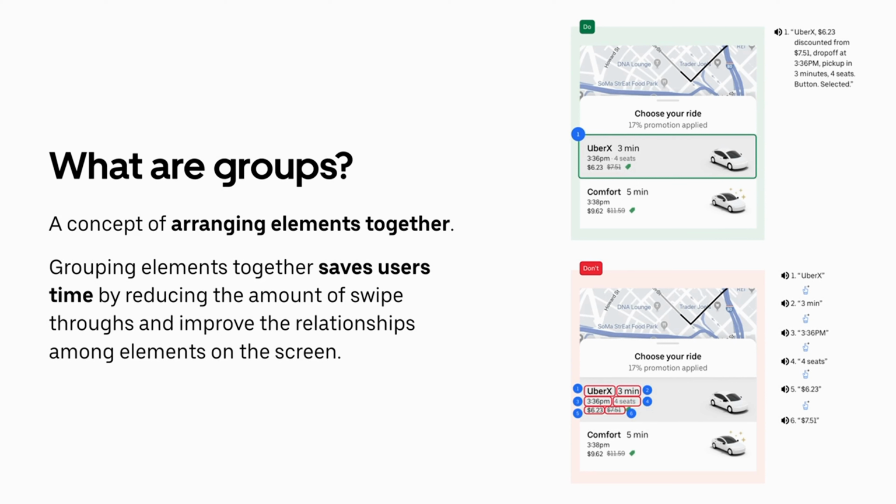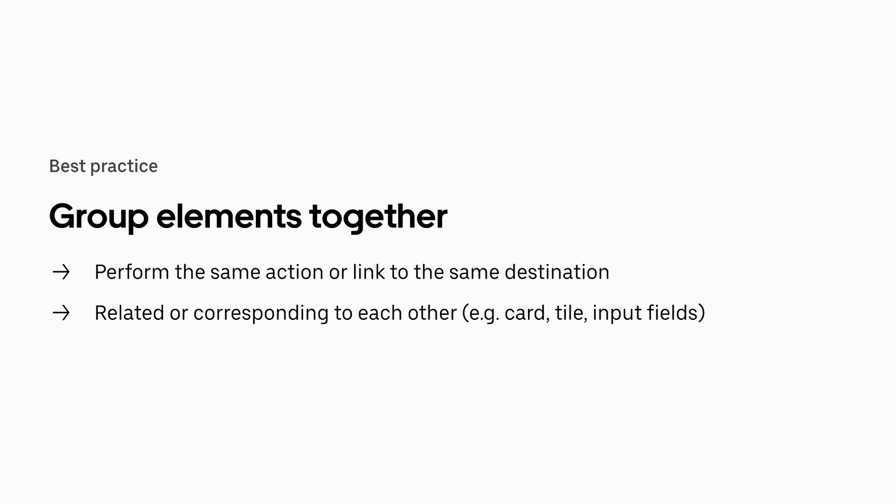The concept of groups is arranging elements together for a screen reader to simultaneously read out loud instead of reading individual elements one at a time. Grouping elements together can save users time by reducing the number of swipes a screen reader user has to go through. A best practice is to group elements that perform the same action or link to the same destination and are related to each other, like a card, tile, or input fields.